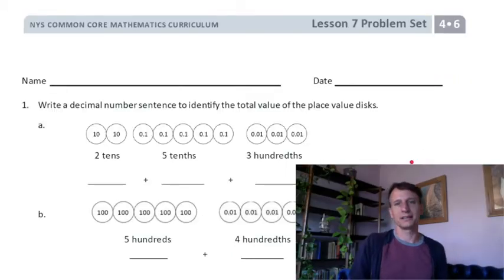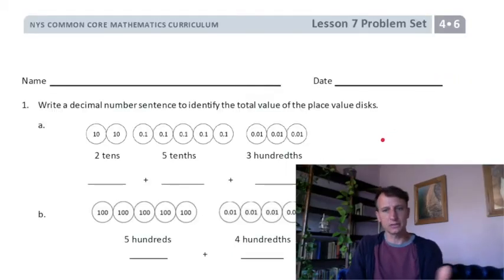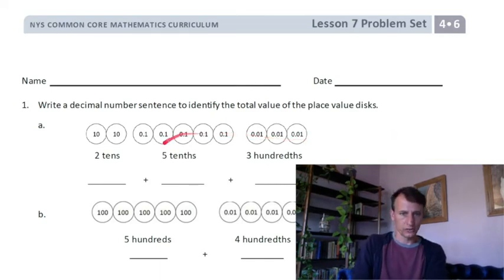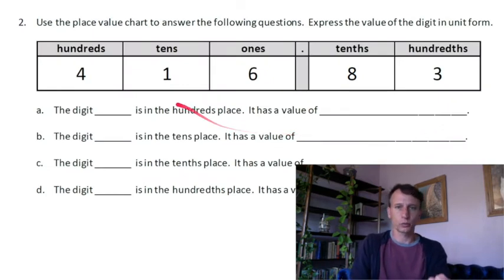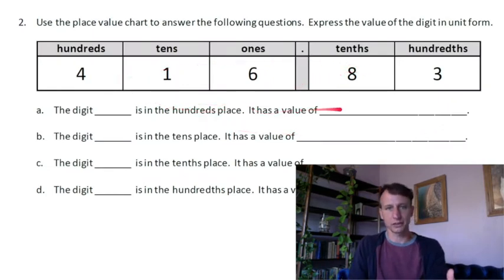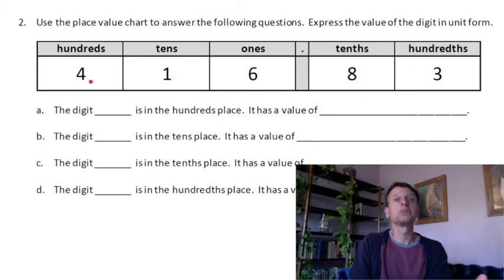Woo! You done it! You're onto the problem set. And you see here, you're saying, what's the value of 2 tens? 20. What's the value of 5 tenths? Notice they skipped the ones place here, so watch for stuff like that. Okay. Here, this is what we were just doing. What digit is in the hundredths place? What's its value? That's a 4. What's its value? 400, and so on. Great.